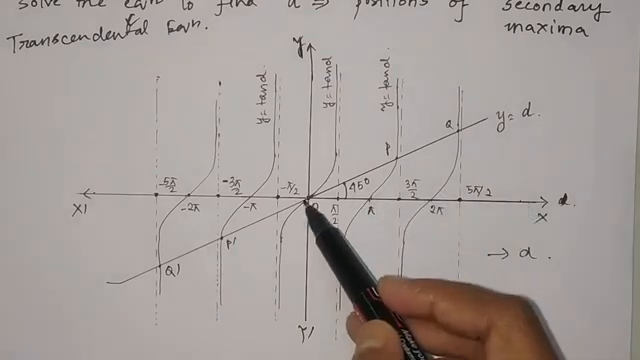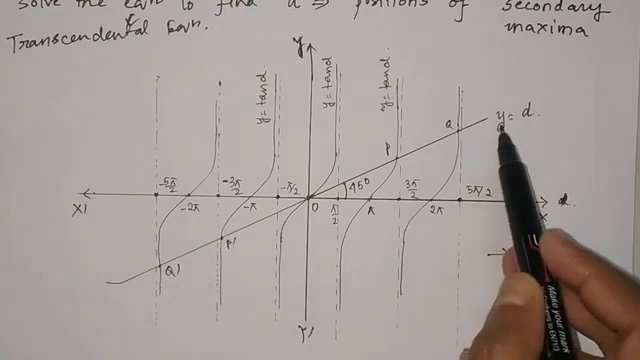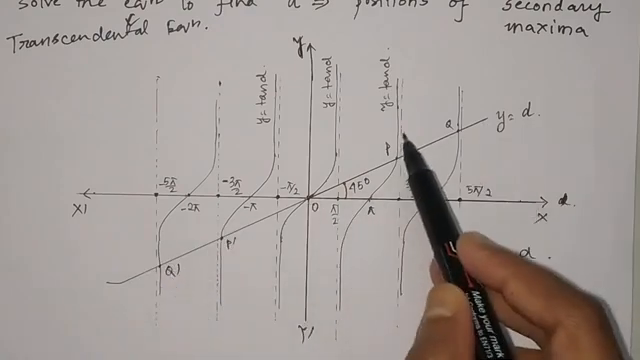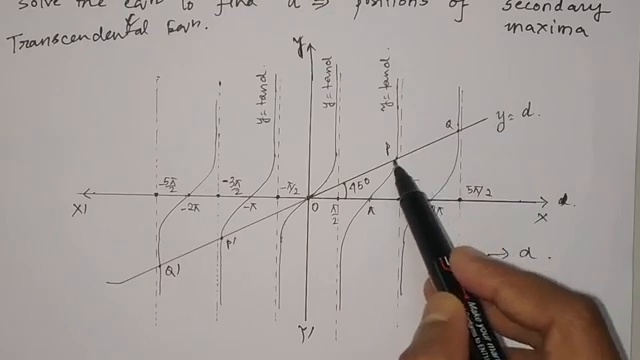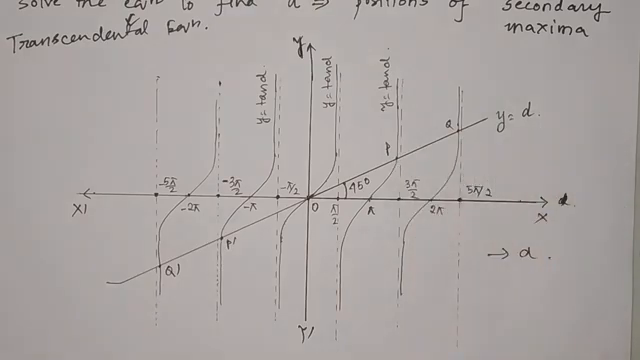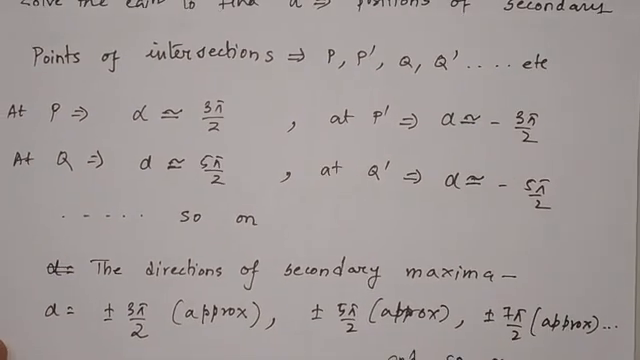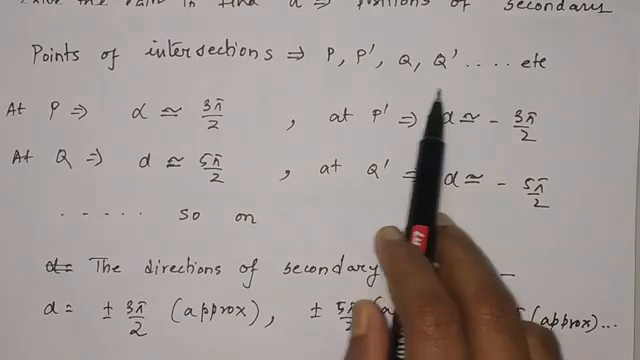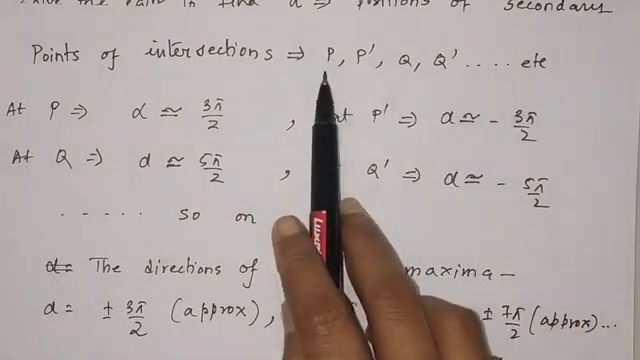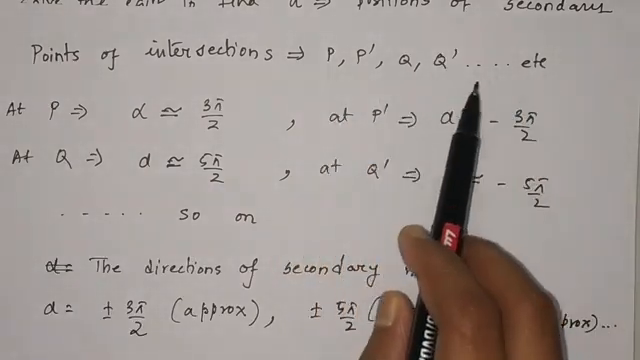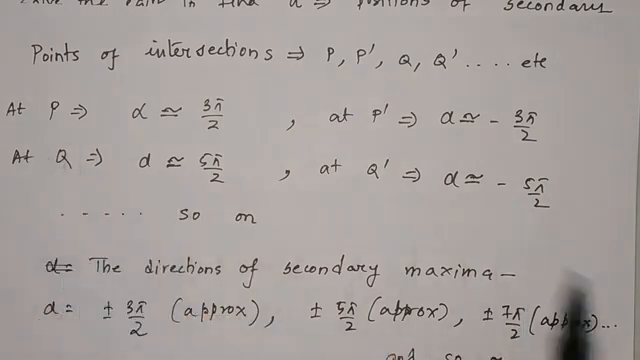And you see this straight line intersects each tan alpha curve at some point. So what are the values of these points where these two curves intersect? The points of intersection, from this diagram we have shown only these 4 points P, P prime, Q, Q prime, etc.